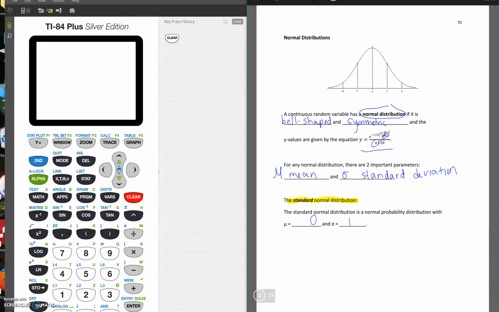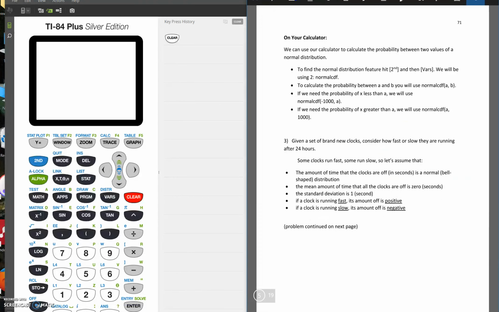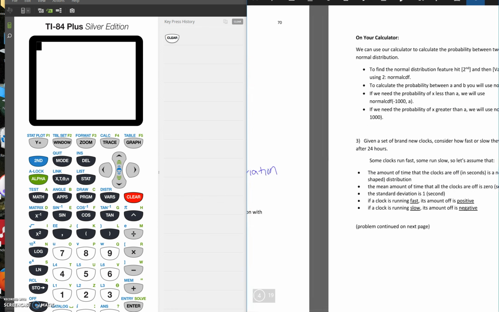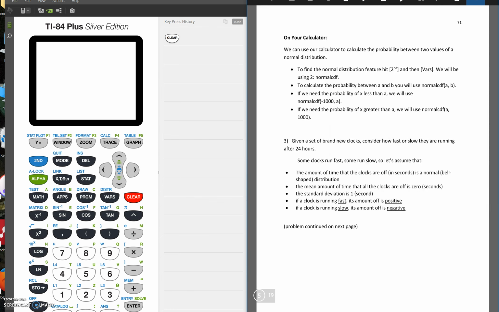Okay, so we're going to set up an example here on the next page. We can actually use our calculator to find the probability between two values of a normal distribution. And that will be very helpful because otherwise you'd have to use either tables that have been generated, or to do it completely by hand, you would need what's called integral calculus and then this formula.